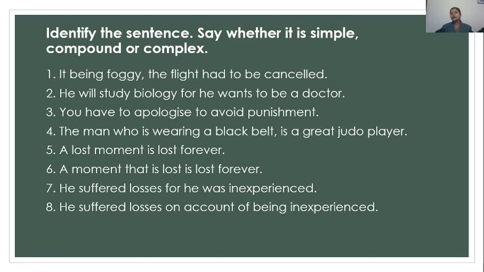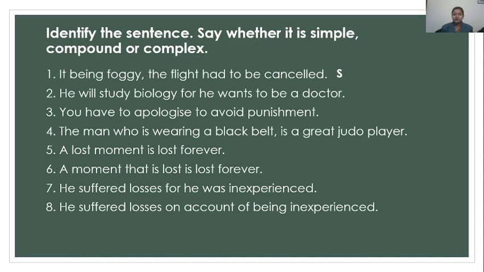As many finites as there are, that many clauses are there in a sentence. So in "it being foggy," being is not a finite, it is a non-finite verb. Now, verbal: the flight had to be cancelled. Had. The flight is my subject and had is my finite verb. The sentence has only one finite verb. What type of sentence is this?